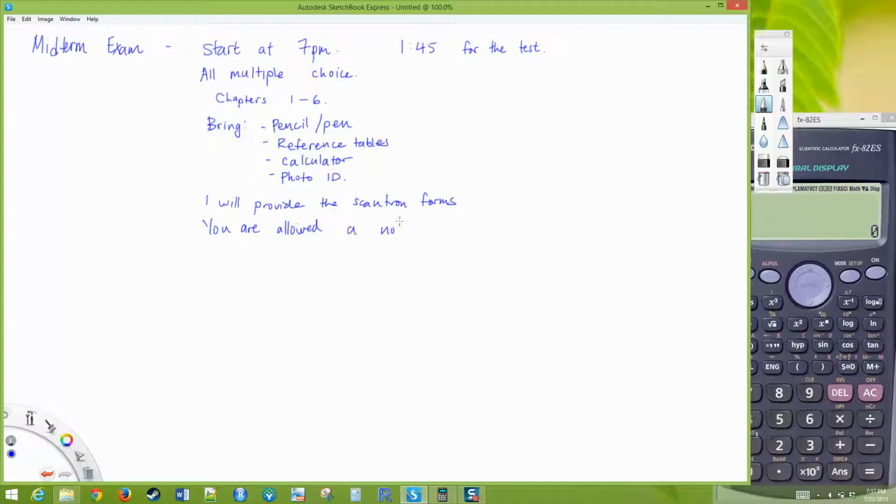Oh, and you are allowed a note sheet, 8.5 by 11, but one-sided. It can be typed or handwritten, whatever you want. Just make sure you make it yourself. I don't think it's going to be an issue here, but sometimes students will make photocopies for each other, and I want every student to make his or her own note sheet.